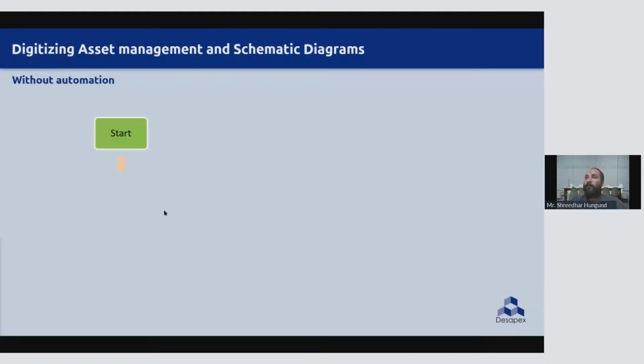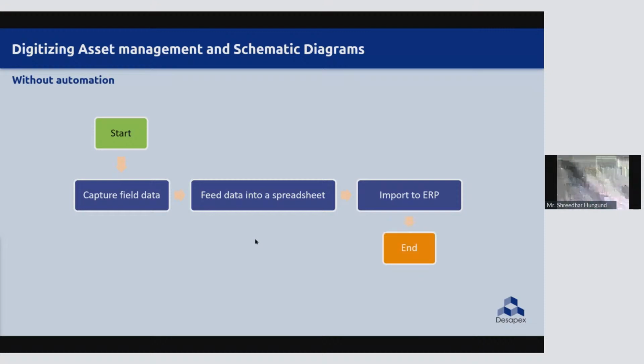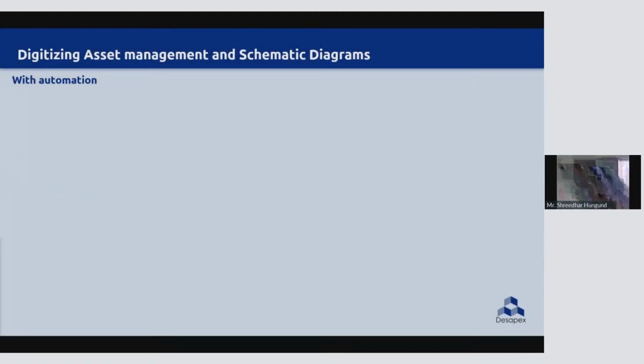So the requirement is straightforward and very simple. You capture data from the field, taking images of your equipment and their nameplates, feed that data back into a spreadsheet, import that spreadsheet into the ERP system, and you're done. But you can imagine the sheer number of equipment and the probability of human error due to manual feed of data over a repeated process being extremely high.